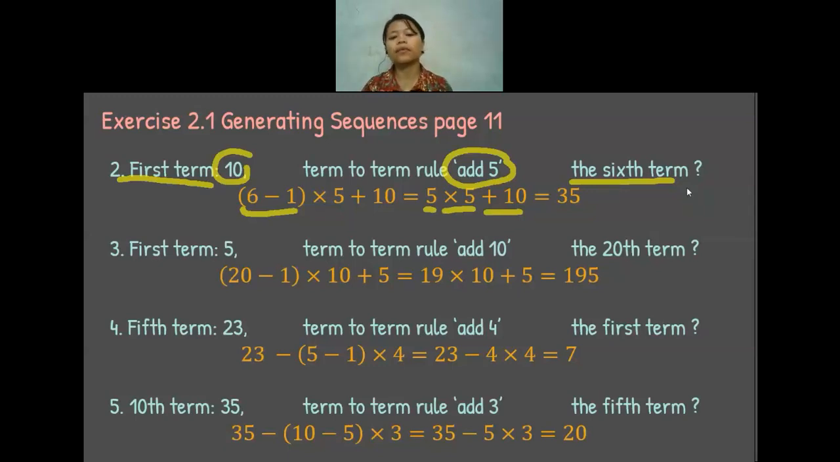Question 3. The first term is 5. The term to term rule is add 10. The 20th term is how many? Same as before, we have to find the difference between the term that we are looking for and the given term. The given is the first and the one that we are going to find is the 20th. So we do 20 minus 1, which equals 19. After that, we multiply it by the term to term rule given, which is 10. So 19 times 10, and we add the original one. So the final answer will be 195 for the 20th term at question 3.